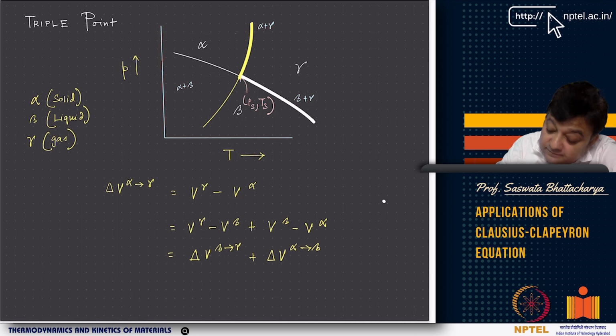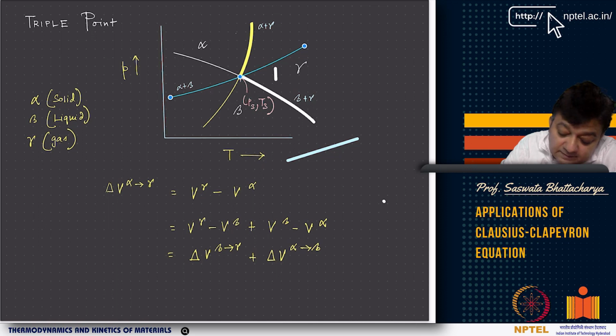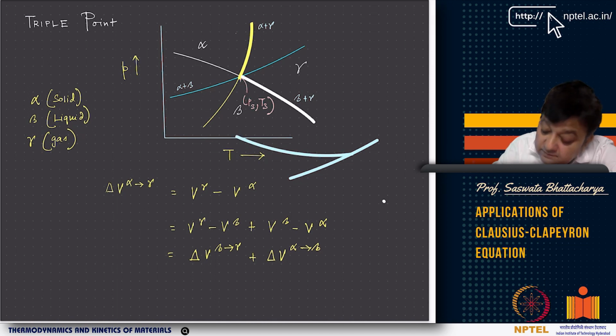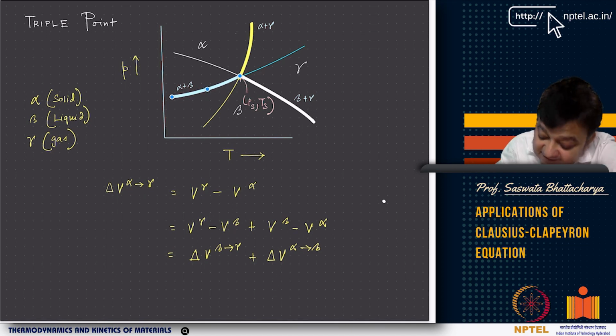So I'll put the alpha beta line here, and I can basically take this line. These thicker lines represent your phase boundaries, and these extended lines are basically continuations of the boundary lines. So these thick lines are the phase boundaries.